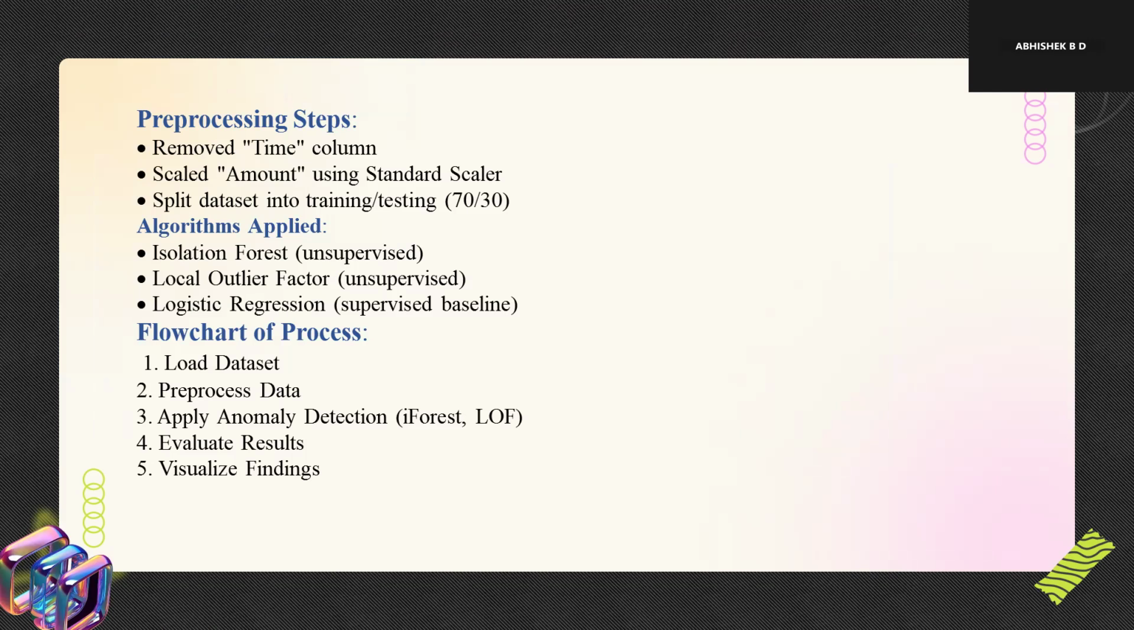Algorithms applied: Isolation Forest, Local Outlier Factor, logistic regression. Flowchart of the processing: load dataset, prepare the data, apply anomaly detection, evaluate results, visualize findings. Next we will continue with Karthik RN.